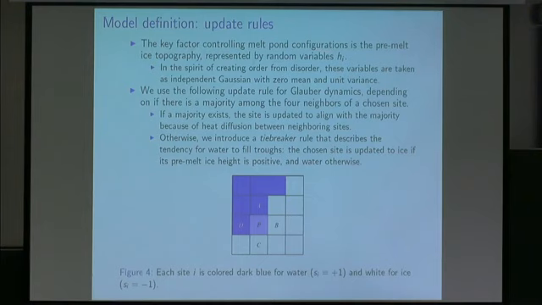We assume that you have a pre-melt ice topography given by this random variable h_i. So at each lattice site, we assign a random variable, right? This denotes the ice topography. And we take the simplest assumption. We assume these random variables h_i are independent Gaussian with zero mean and unit variance. So these random variables h_i are pure disorder. They are pure white noise or whatever you call it. And the Ising model really is a recipe for creating a melt pond, which is a pretty orderly system, from these disordered variables h_i. Right.